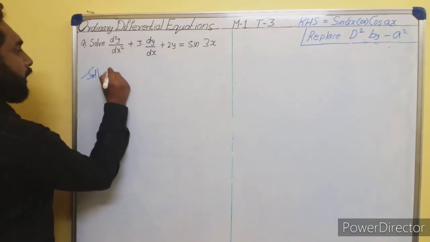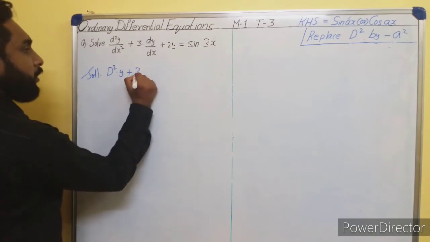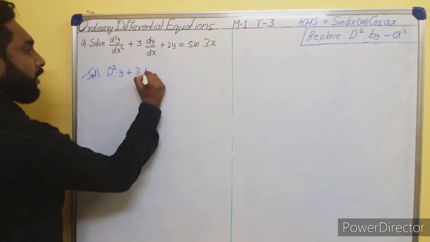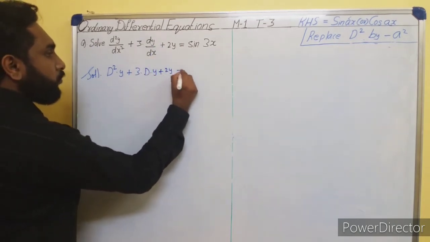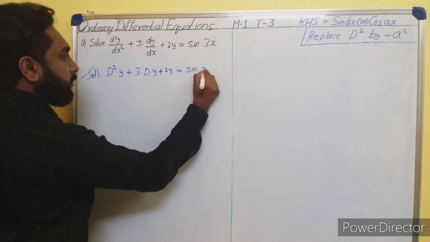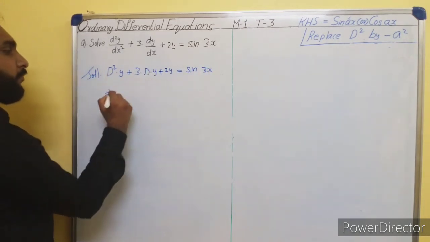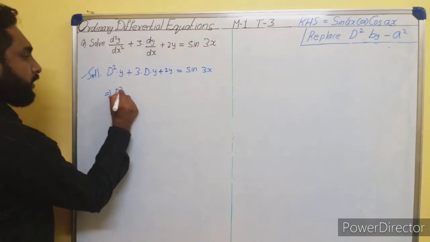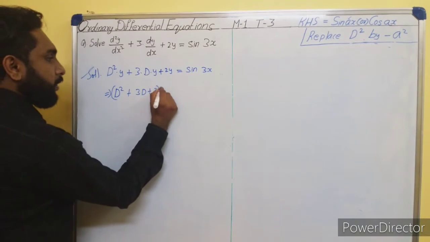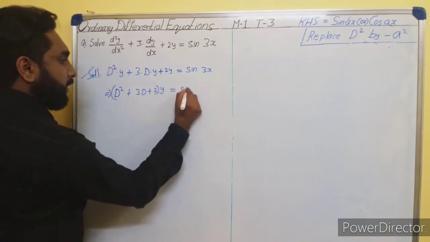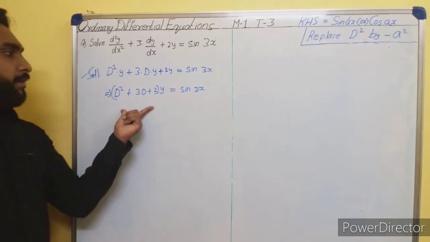So capital D square into y plus 3 into d by dx, that means capital D into y, plus 2y equal to sin 3x. That implies as y is common, we can take y out. So D square plus 3D plus 2, y common, equal to sin 3x. So now we got the normal question format.